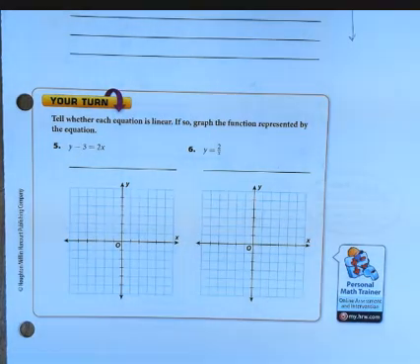And so we are on page 157. We are finishing up the Your Turn questions and then moving on to the horizontal and vertical lines. For this part, it says, tell whether each equation is linear, and if so, graph the function represented by the equation. As you can see, number 5 says y minus 3 equals 2x.